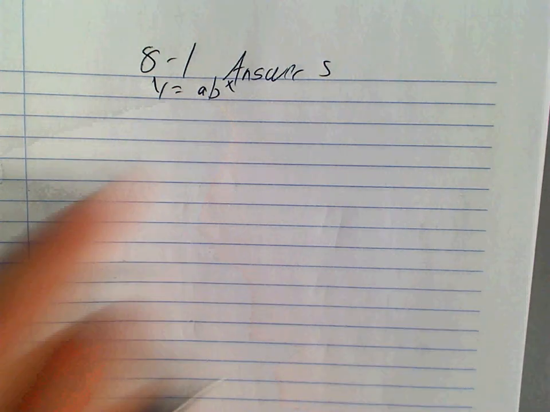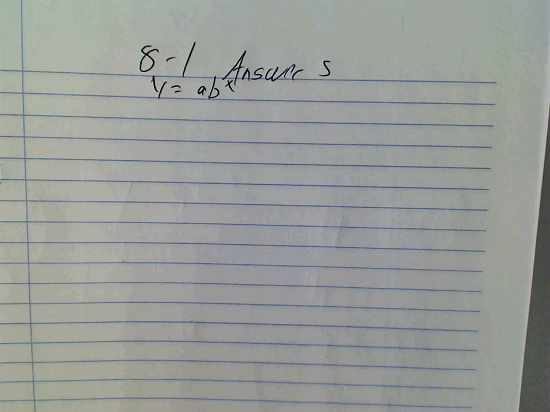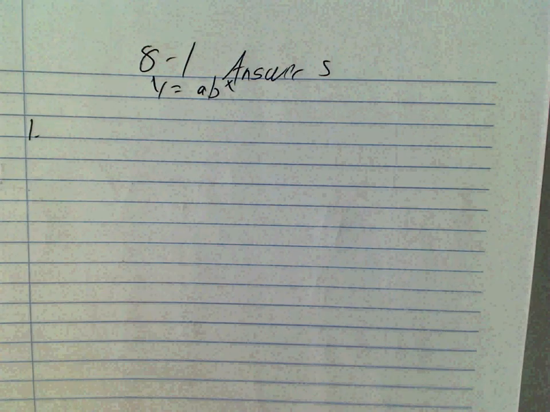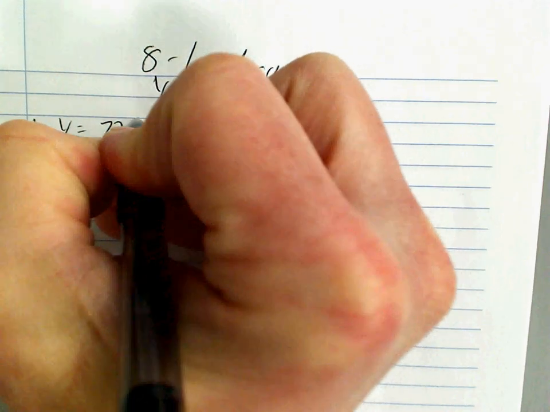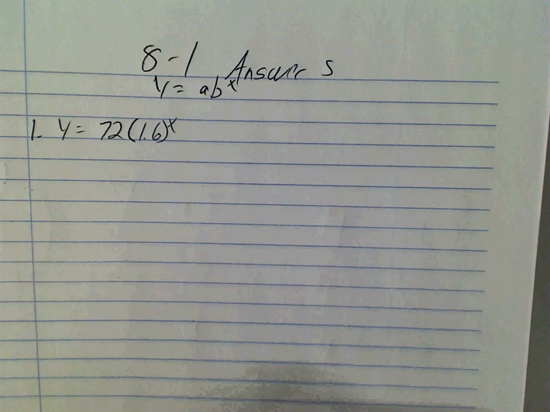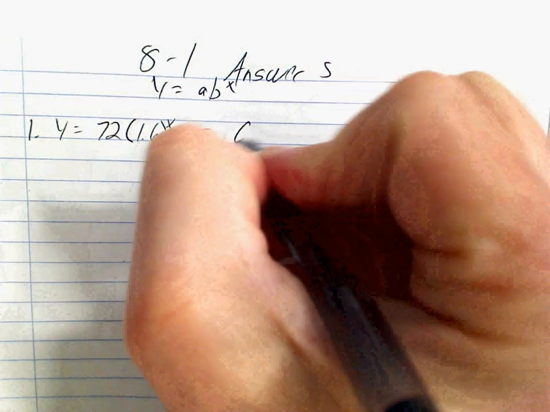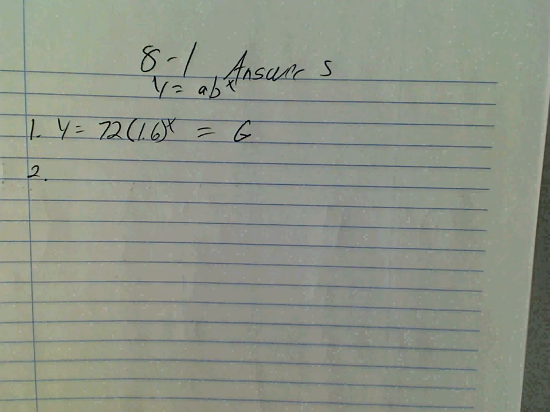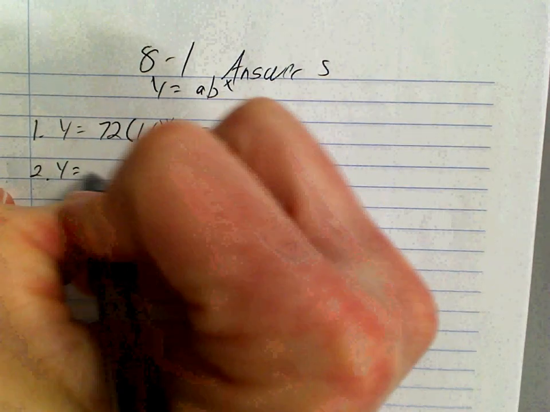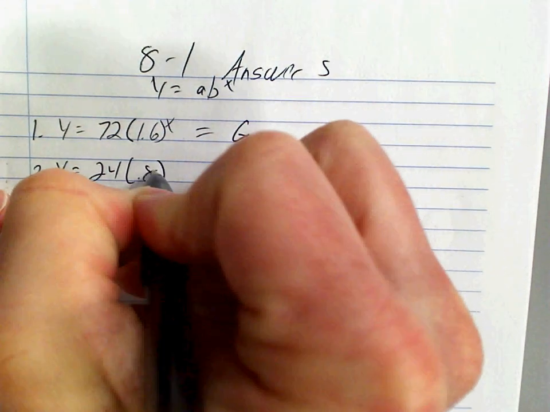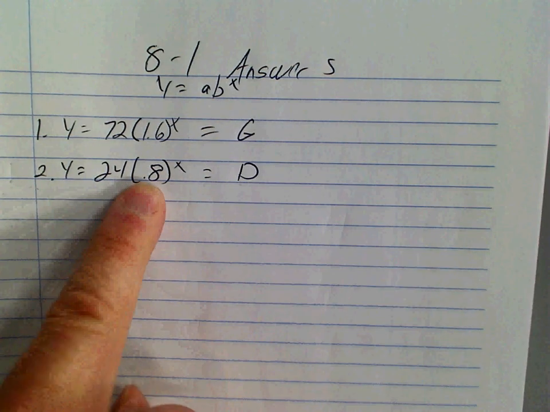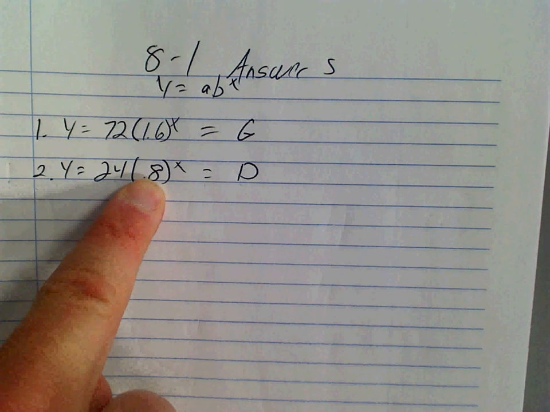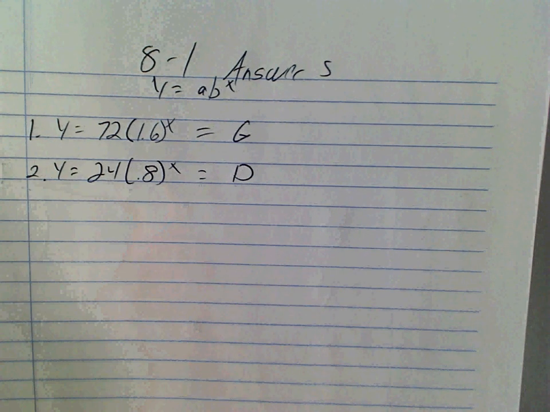Which one of those letters did you look at to really recognize if it was growth or decay? B. That's right. So number one was y equals 72 times 1.6 to the x. We would call that G for growth. And 2 was y equals 24 times 0.8 to the x. What do we call that? D for decay, because the 0.8 will make it slowly shrink away, decay, never touching 0, but getting there.